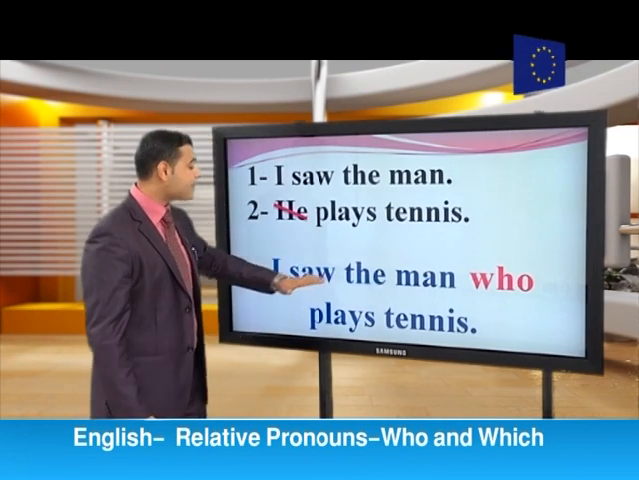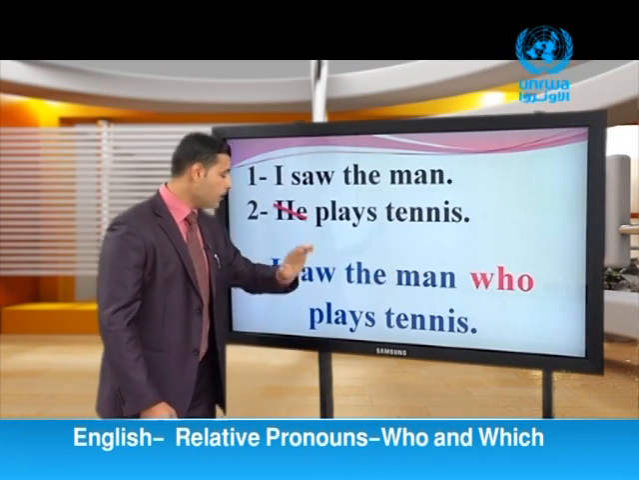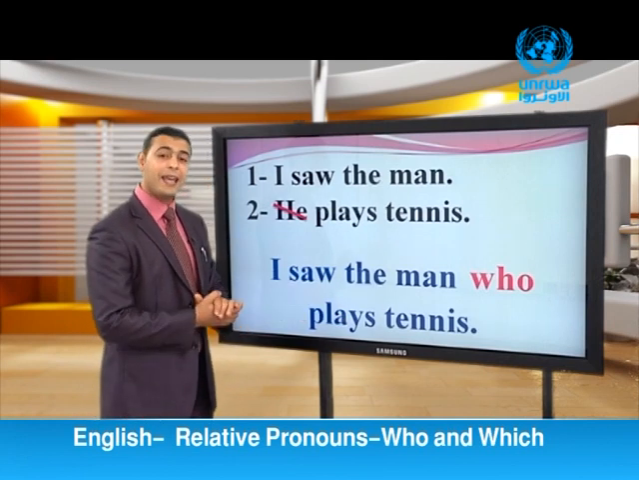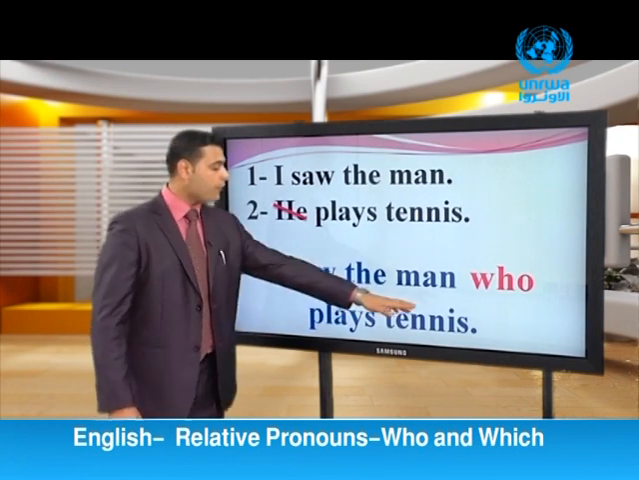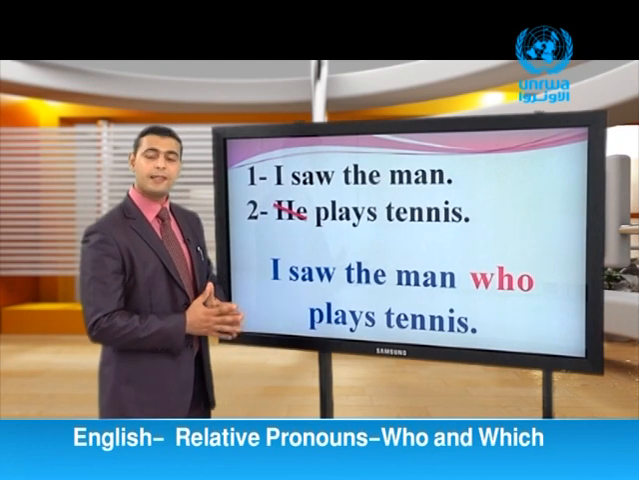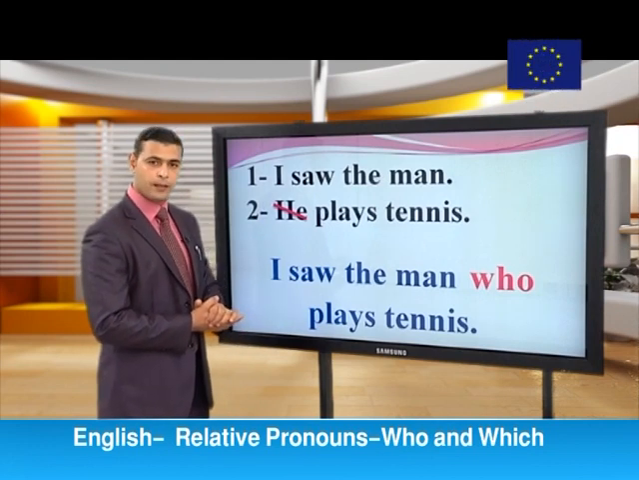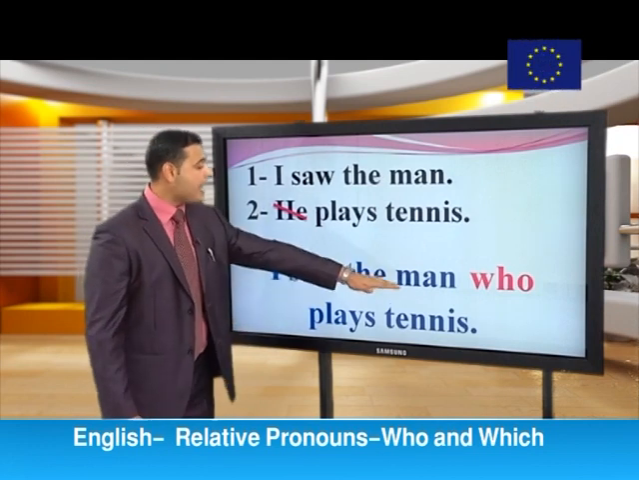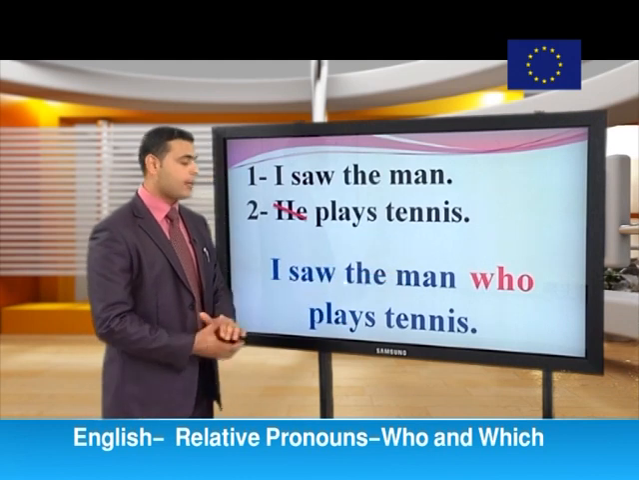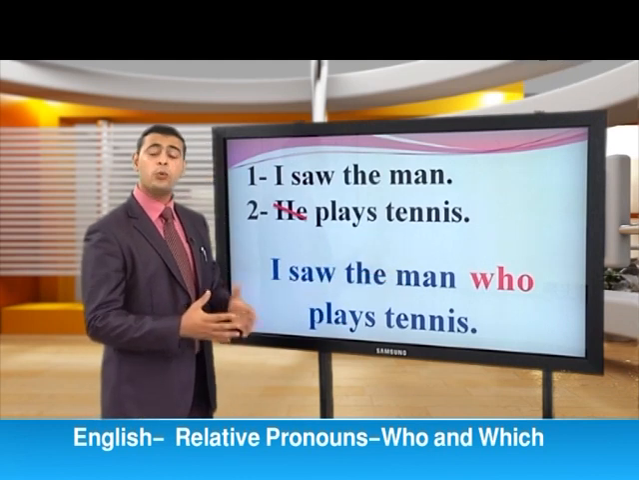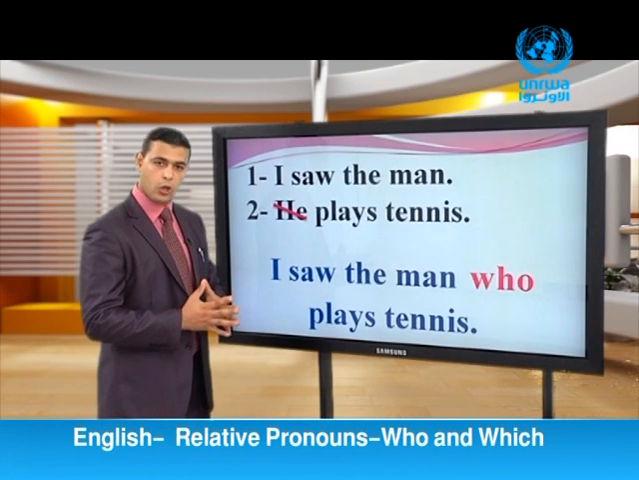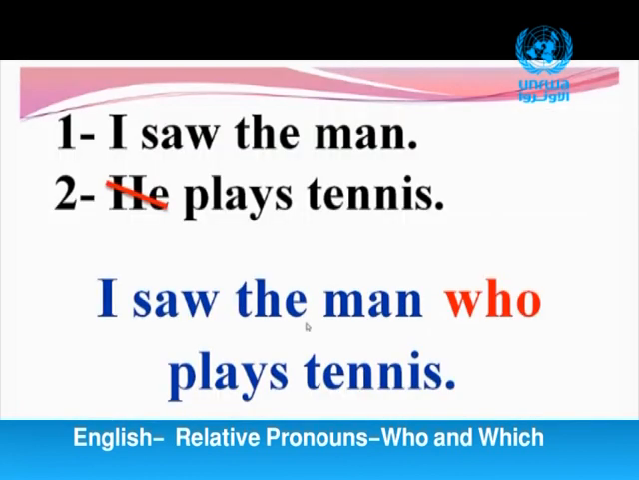Let's see here. I saw the man who plays tennis. And at the end of this sentence we used a full stop. So again, I saw the man who plays tennis. Why have we used who, not which? Because I said I saw the man, and the man is a person. So we used the relative pronoun who.